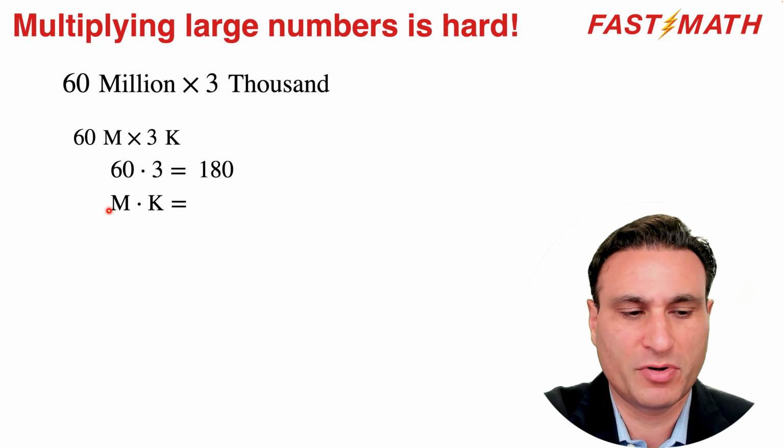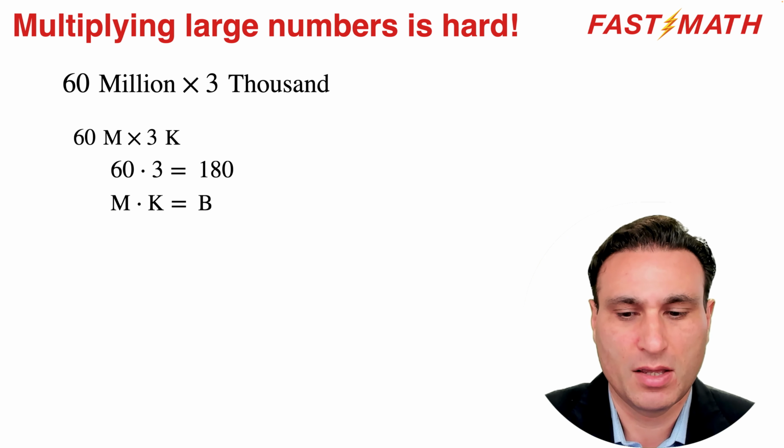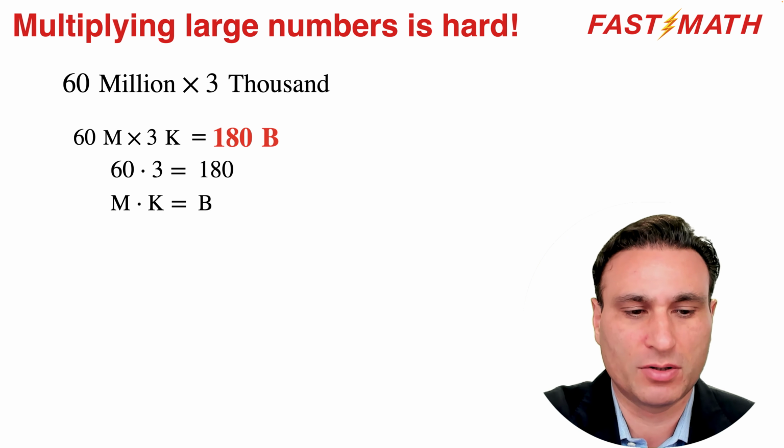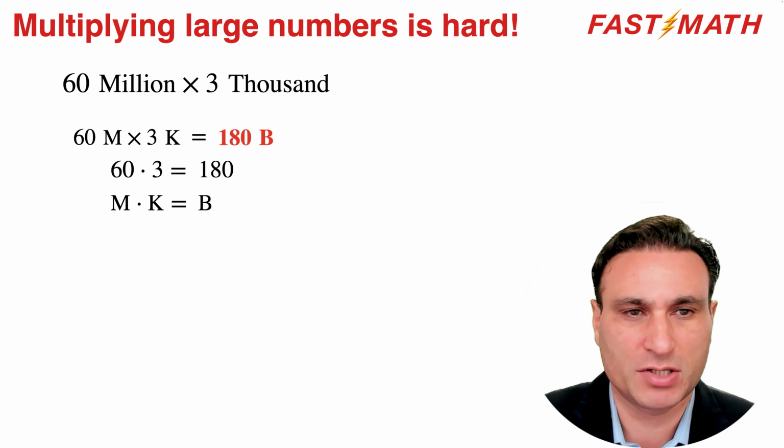Next, multiply the abbreviations M for million times K for thousand. What is a million times 1,000? A million times 1,000 is a billion, which has the abbreviation B. That is, a billion is 1,000 millions. And we just combine these two results to get the answer of 180 billion. And we can leave the answer like this, as B represents billion.